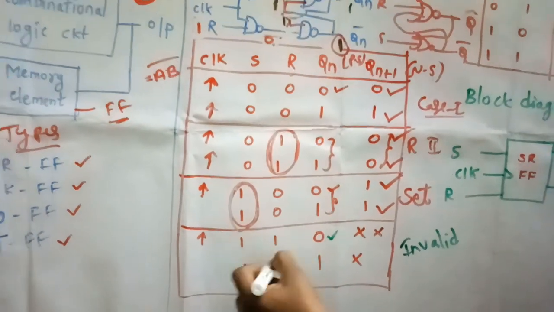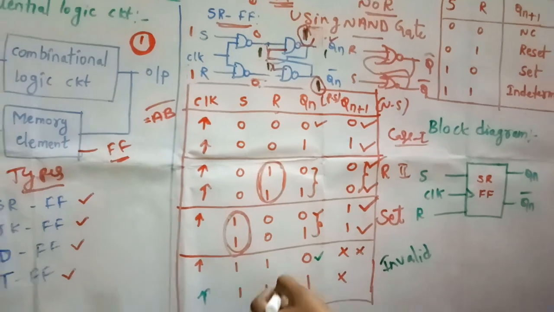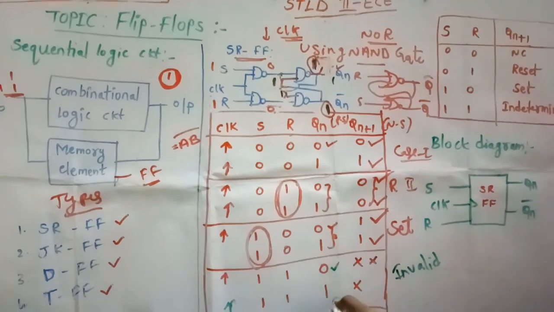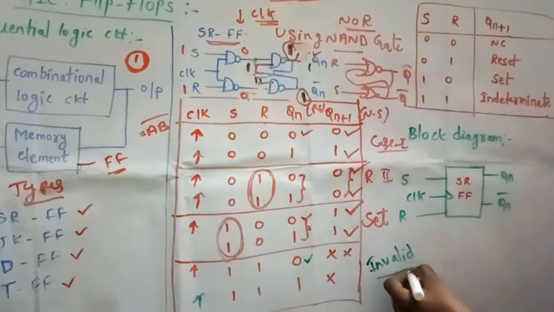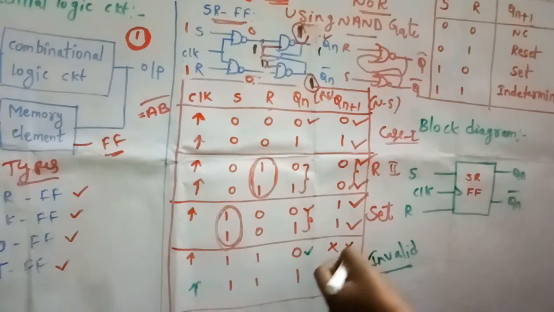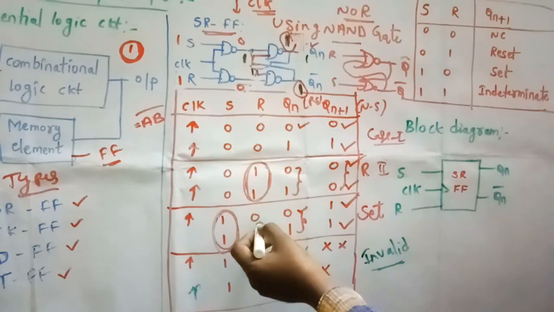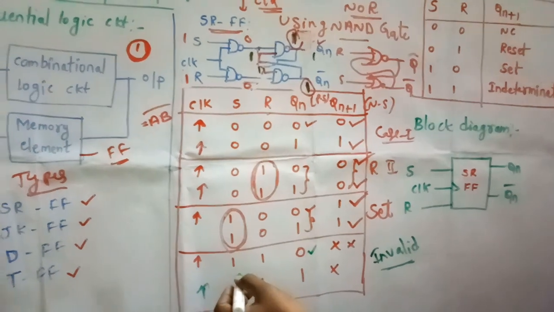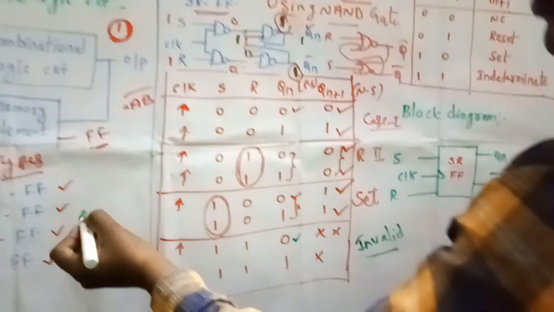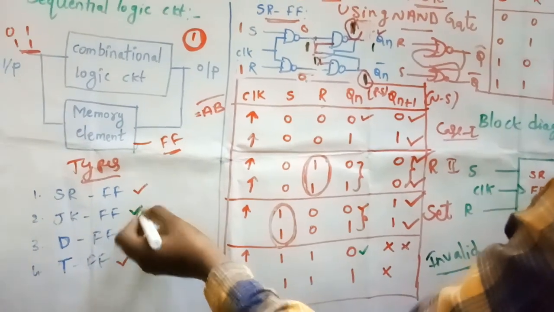1 1 is nothing but an invalid state. When you apply clock for the 1 1 case, whatever the prime state may be, whether 0 or 1, our output is invalid. Next state is invalid. So this is the problem in SR flip-flop. We are able to get output for 0 0, 0 1, 1 0, but we are not getting proper output for the 1 1 case. This can be solved by using another flip-flop called the JK flip-flop.